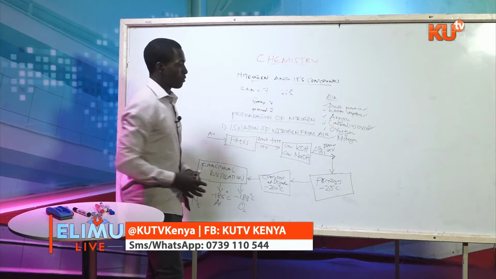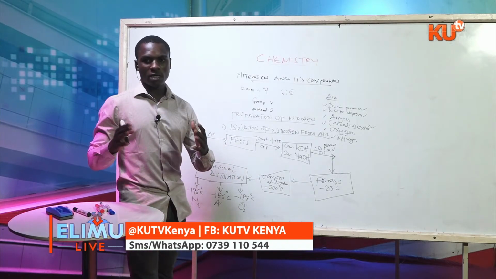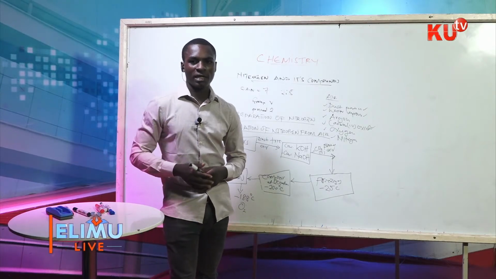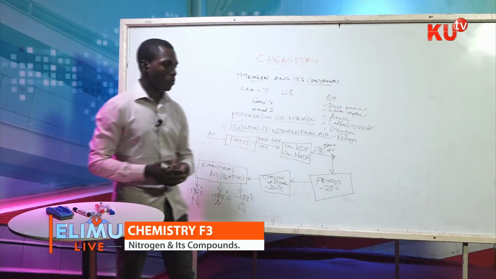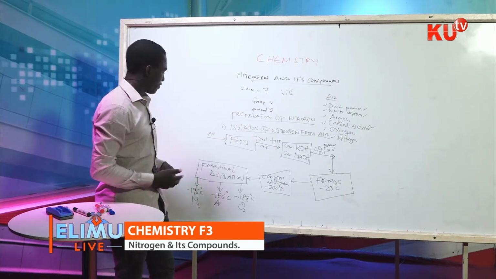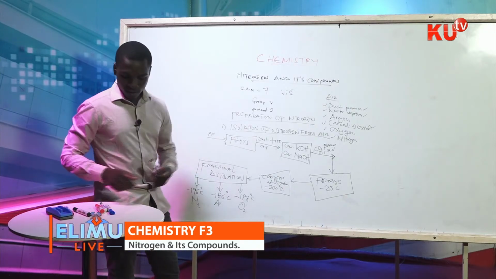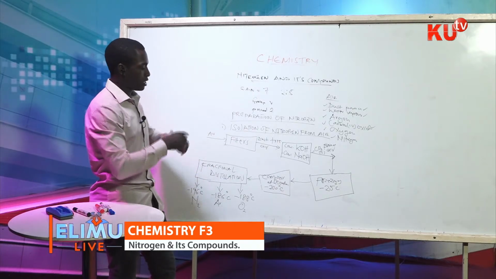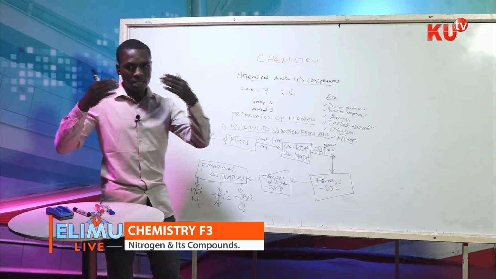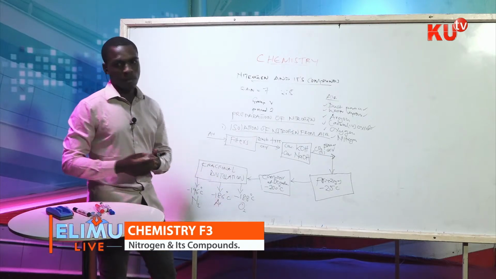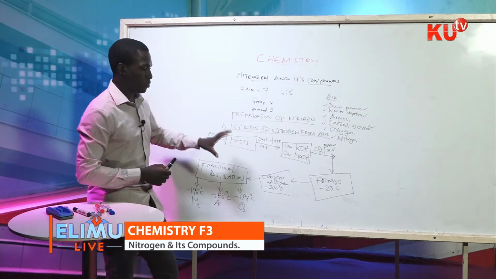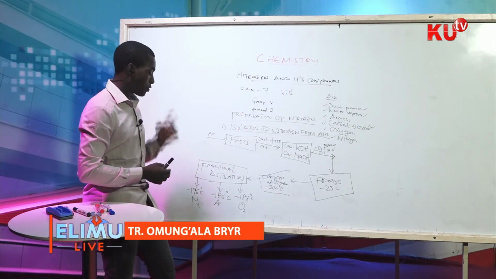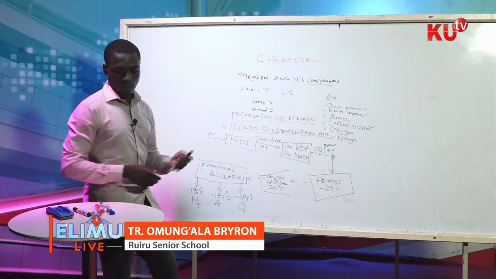So with this method, we are now able to obtain nitrogen gas in large quantities necessary to be used for industrial processes like manufacture of ammonia in the Haber process, which I'll be talking about in the next few minutes. Okay, so this is method number one, which is the industrial method, or fractional distillation, and it's an industrial method because we can't carry it out at the laboratory level. So it is applied in industry where nitrogen is required in large quantities.